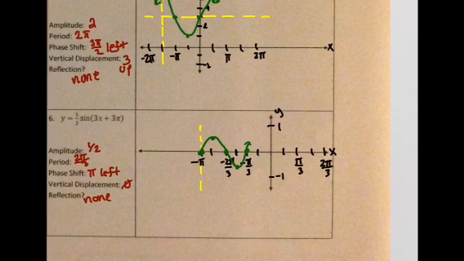Number 6. Amplitude is 1/2. Period is 2 pi over 3. You set the argument equal to 0 and you get x equals negative pi, so it's pi to the left. No vertical displacement this time and no reflection. So when the period is 2 pi over 3, here it is: 1, 2, 3, 4. But then you're going to move everything to the left pi units.